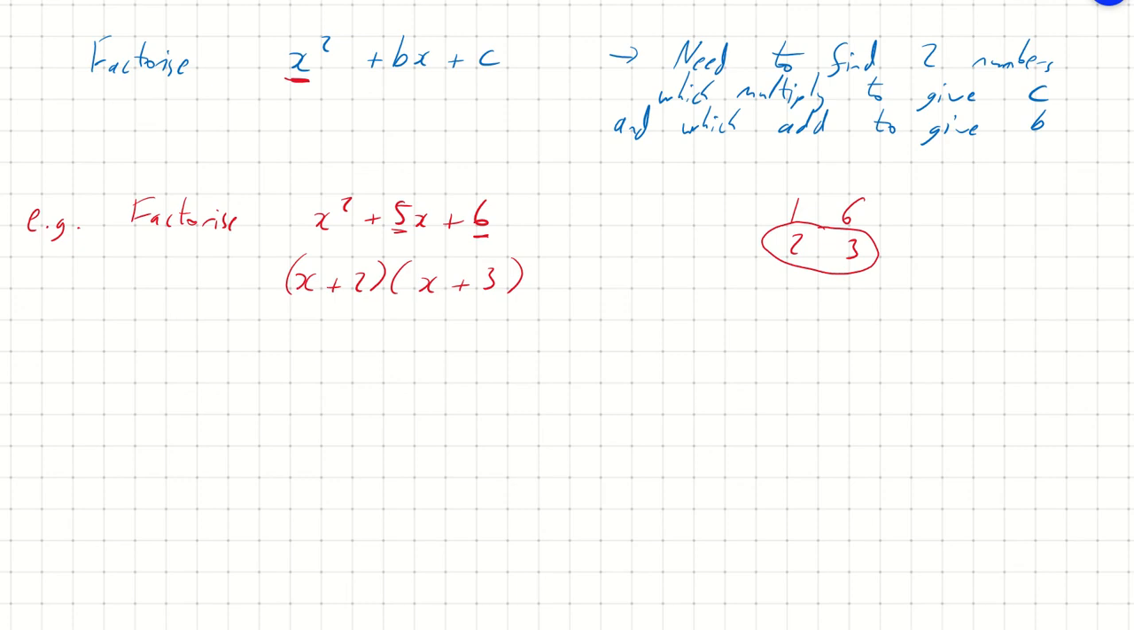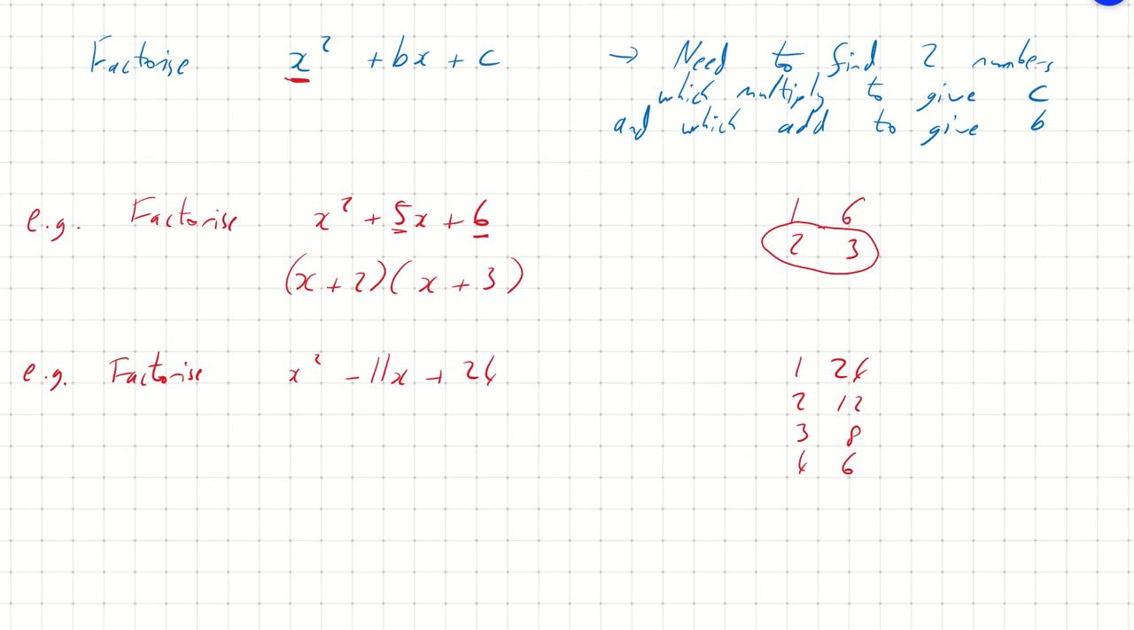Okay, let's try another example. For example, factorize x squared minus 11x plus 24. So we need numbers that multiply to give 24. There are a few more this time. There's 1 and 24, 2 and 12, 3 and 8, 4 and 6. These are numbers that multiply to give 24.